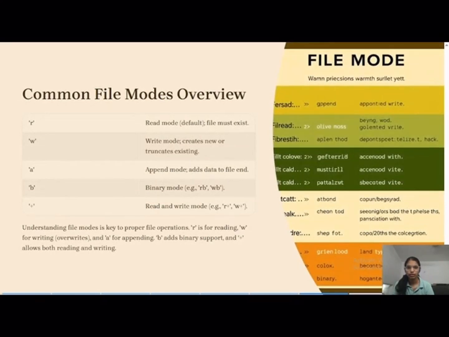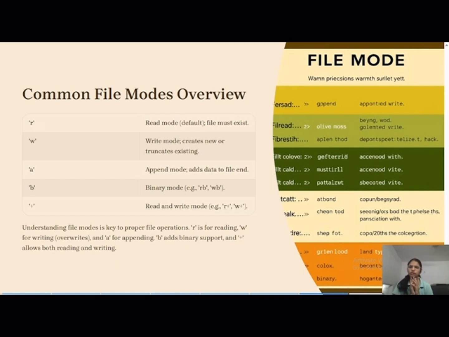So the common file modes are R, which is reading. It is read mode, which is the default, and the file must exist for read mode. And W, which is write mode. It creates a new file if there is no existing one, and it starts from the beginning. If there is any existing content in it, it will erase it and start again.